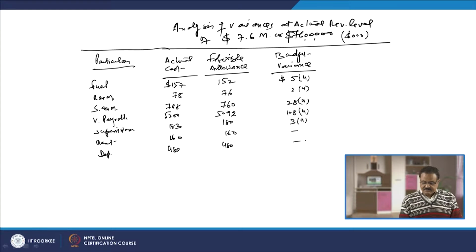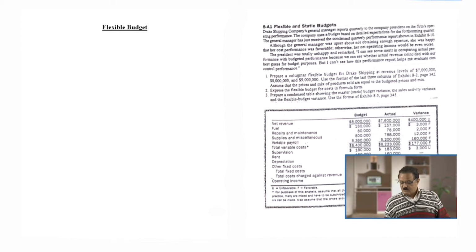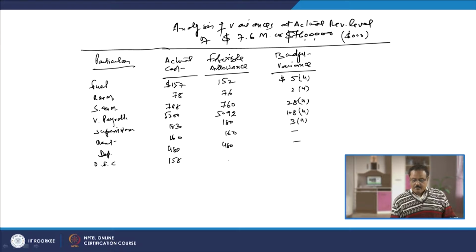And then in case of the other fixed cost, OFC, if you talk about this other fixed cost, how much is it? It is 158 actually, and expected was how much? Expected other fixed cost was $160,000. Actually, it has come down by $2,000, because the actual cost is 158. It was expected to be $160,000. So, it means there is a positive variance of 2 and this variance is favorable, right.